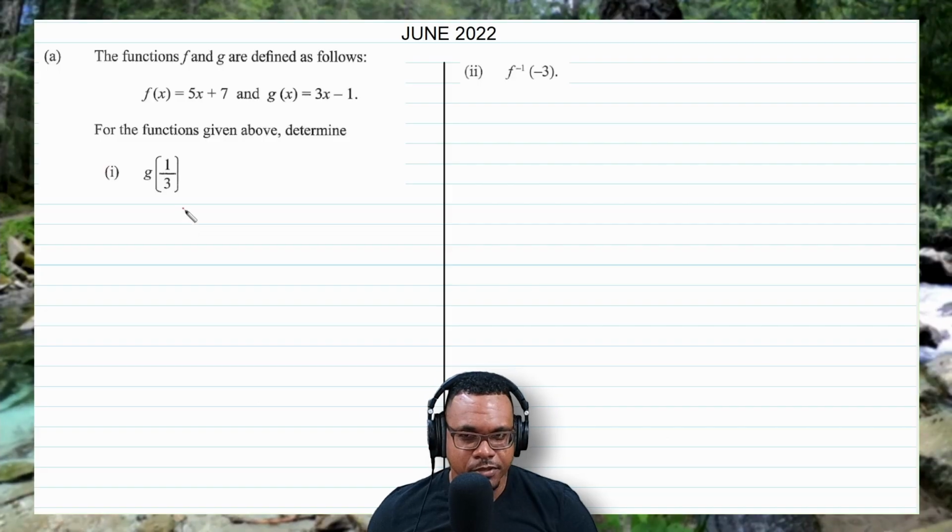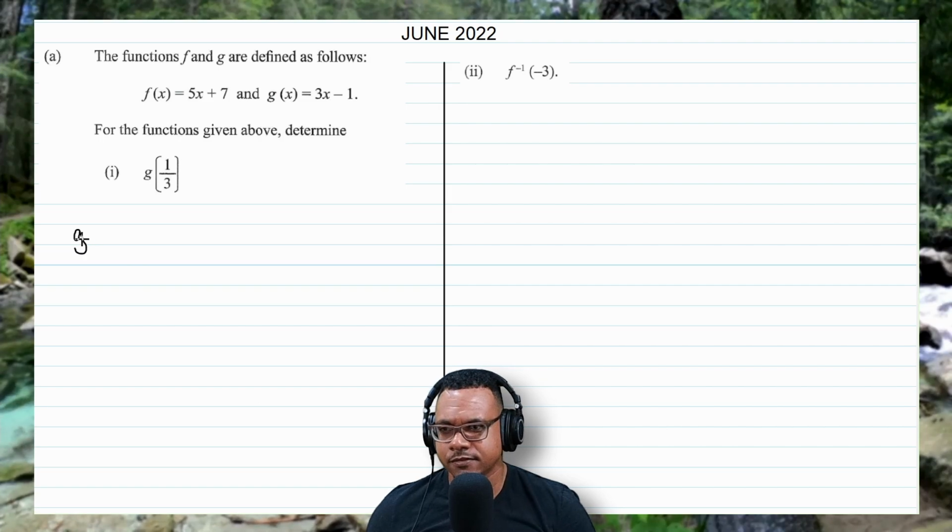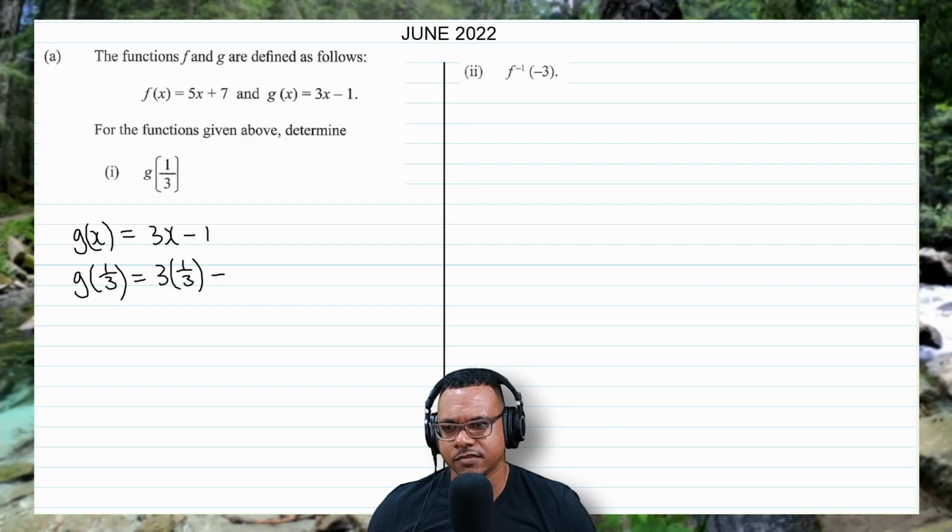So that simply means we're going to substitute 1/3 where x is in the function g. So we're going to write g of x, which is equal to 3x take away 1. And as I said, where the x is, we're going to replace that with 1/3. So we're replacing 1/3 here and here. So we're going to have g of 1/3 is equal to 3 times 1/3 take away 1.